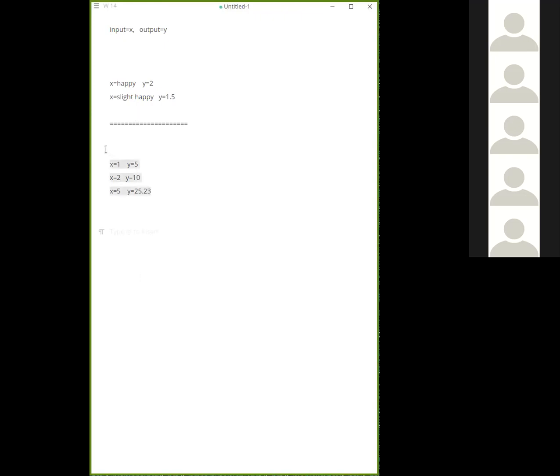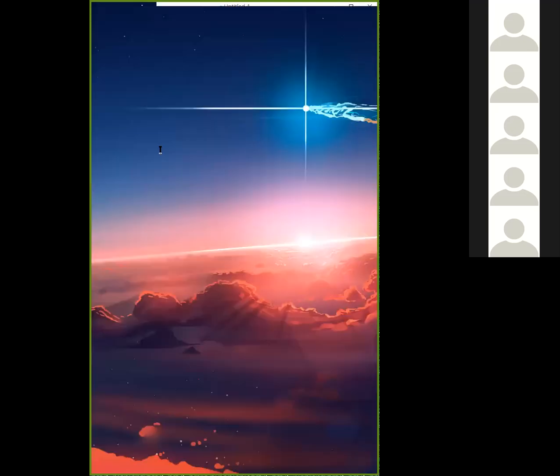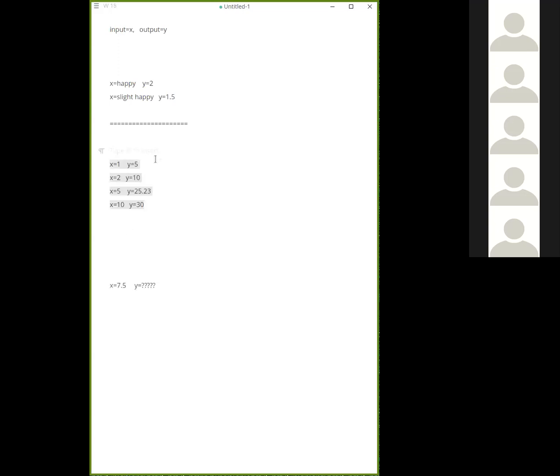So these are basically them, but as numeric values, right? Assume that the user will give you something like this. And if I were to ask you, what is x equals 7.5? What is y equal to? Then you have to create some function, and say these are constraints.